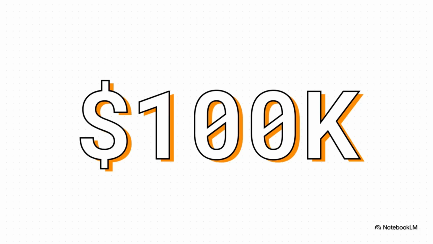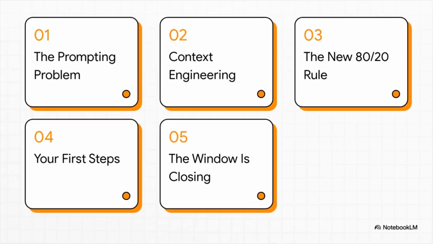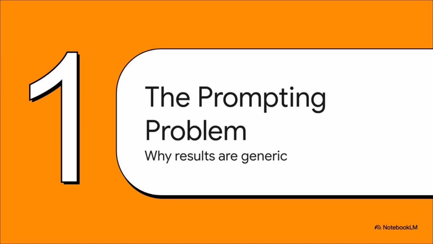The thing is, the window to get ahead on this is closing, and it's closing fast. So let's get you ready for what's coming. All right, so here's our game plan. First, we'll tackle the big problem everyone's having with prompts. Then I'll introduce you to the solution, context engineering. After that, we'll look at the new 80-20 rule for AI, which is a real eye-opener. Then we'll cover your first steps to get going, and we'll wrap up with why it's so important to act on this right now. Okay, let's dive into section 1.